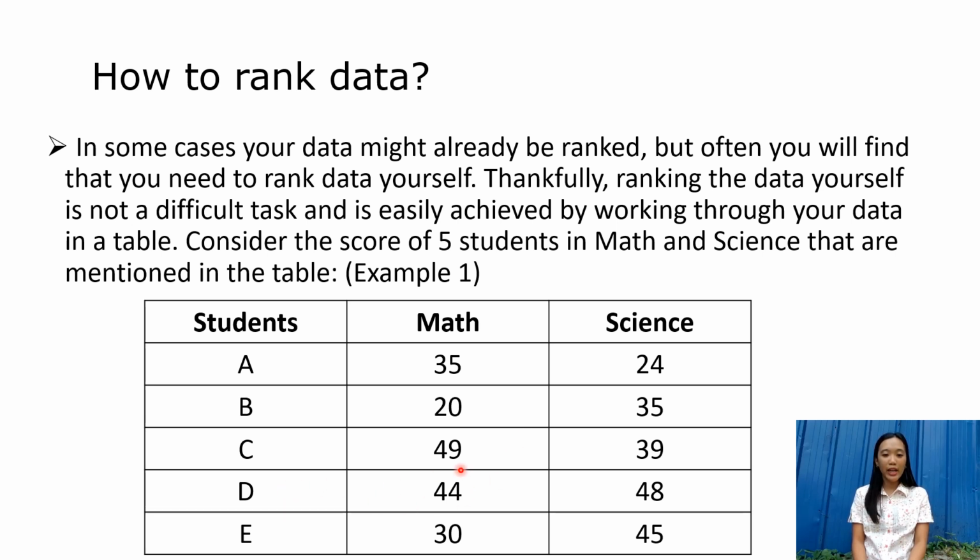Student C got 49 in math and 39 in science. Student D got 44 in math and 48 in science. Student E got a score of 30 in math, while 45 in science.